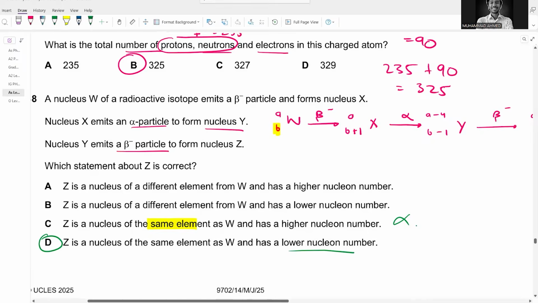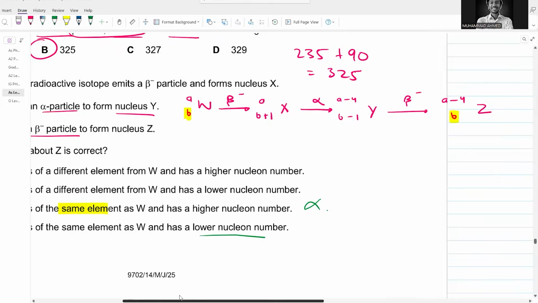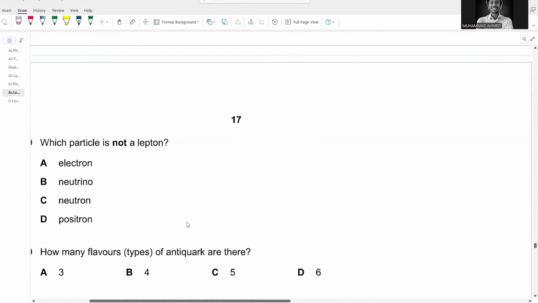न्यूक्लियन नंबर लो क्यों है? क्योंकि आपका न्यूक्लियन नंबर A-4. W का क्या था? ओनली A. That's why nucleon number of Z is lower.